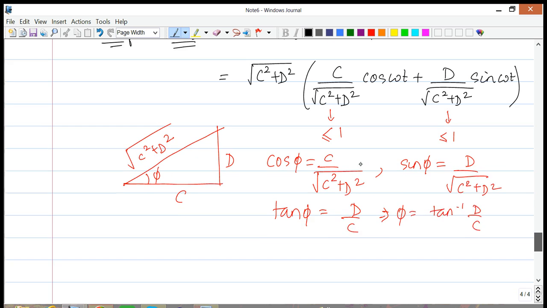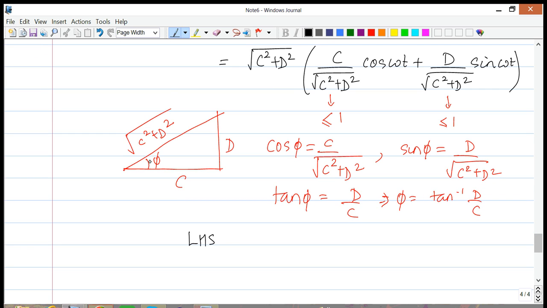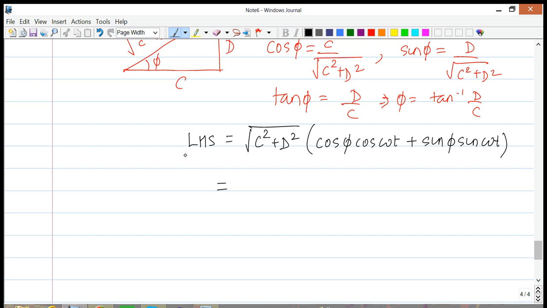Okay, now that we have all this, let us replace our left hand side once again with square root of c square plus d square times cosine of phi cosine omega t plus sine of phi sine of omega t. Now the square root of c square plus d square, let that be equal to a, and then inside the parentheses I'm just going to switch the order. We can do this because the cosine function is symmetric.